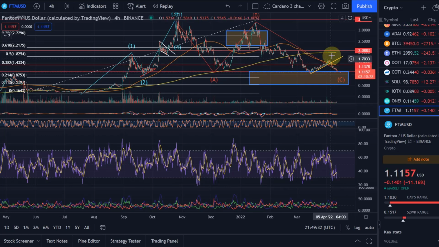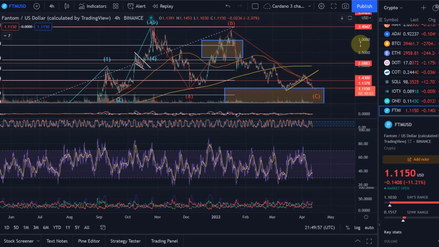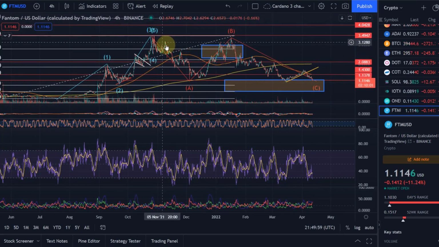We did not break above that $2 level, which would have been a very important structural level. Now we stayed below it, we dropped below that trend line, and we're back in the target area. So the last area of support here would really be that $1 level. If you lose it, I'm pretty sure you're going to get to that 87-cent level, and then we would have finally reached that 78.6% Fibonacci retracement level.